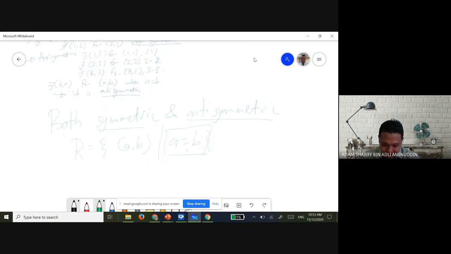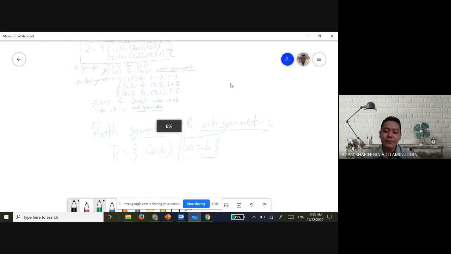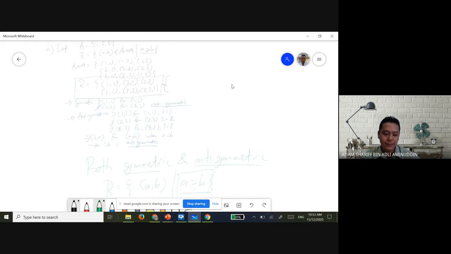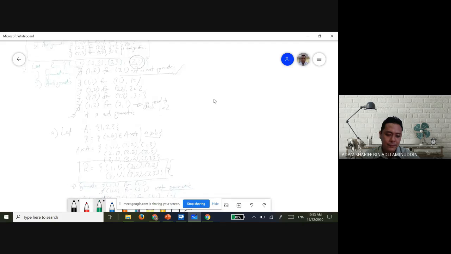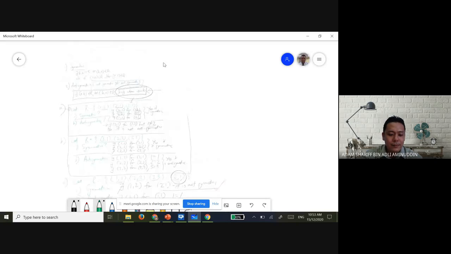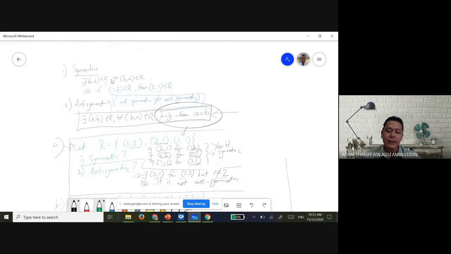Ada soalan lain? Sebelum saya proceed ke transitif. Ini bahaya. Selalunya student dia silap dekat anti-symmetric. So make sure careful. This is a good session anyway, is that you know to differentiate anti-symmetric dengan symmetric. Apa beza dia? Dekat sini je. It changes everything.